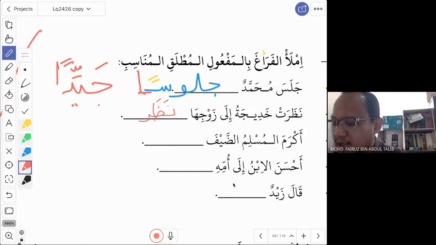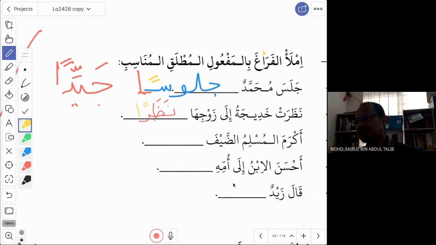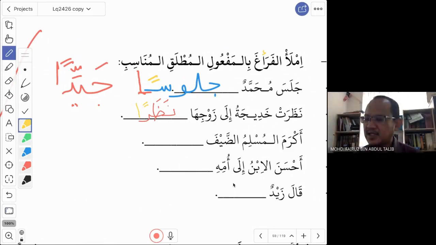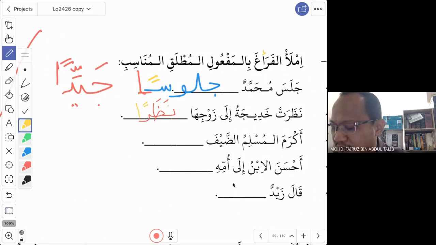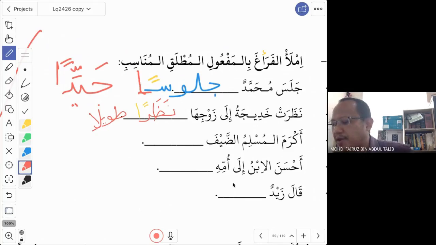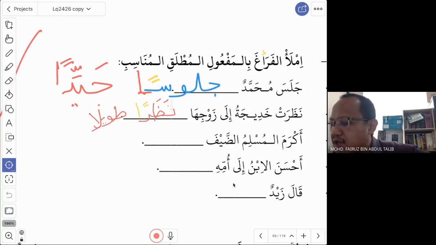Nazarat Khadijatu ila zawjiha nazar. Okay, make it maf'ul mutlaq. End it with a fathah. So we say nazaran. Yes, so now it becomes the correct maf'ul mutlaq. Nazarat Khadijatu ila zawjiha nazaran. Okay, so this is to emphasize. If you want to add an adjective, how did she look at her husband? Nazaran tawilan, for example. She looked at her husband for a long time. Tawilan. So you can add another adjective if you want. Okay, but the most important part is to find the correct masdar.